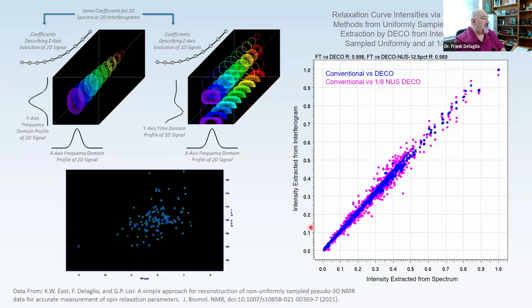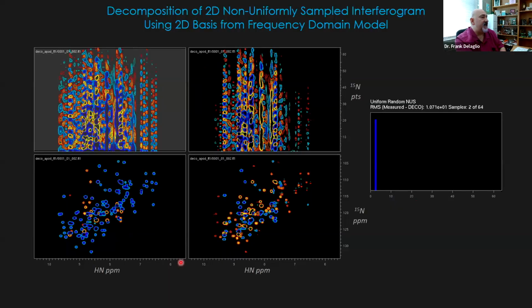So what does that allow us to do? It allows us to pull out evolutions of signals. So for example, in this relaxation experiment, we can pull out the intensities from non-uniformly sampled data without reconstruction about as effectively as we can with the fully sampled data. And here are the relaxation curve intensities extracted from a fully sampled spectrum compared to a spectrum that's sampled at 1/8 density. So this is one thing that we can do with the linear decomposition.